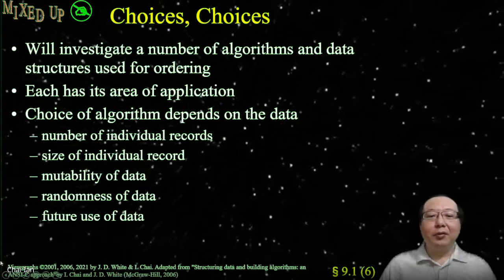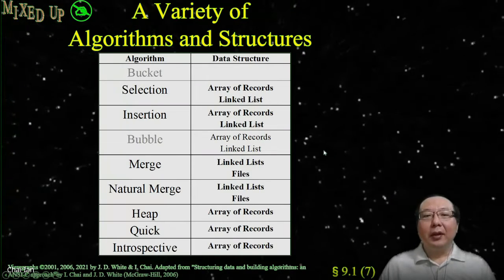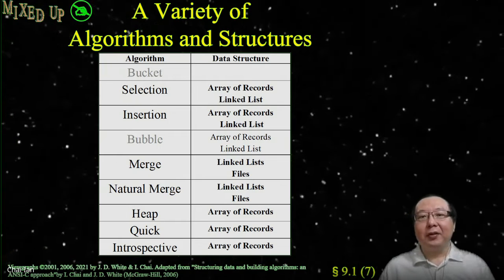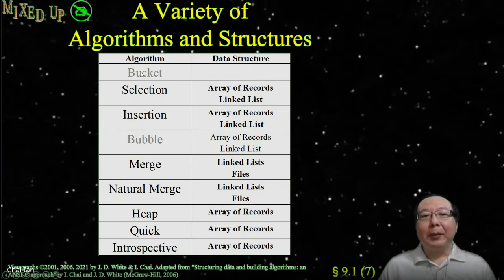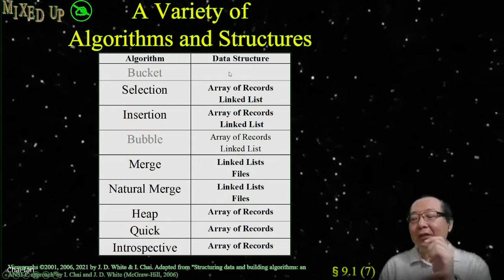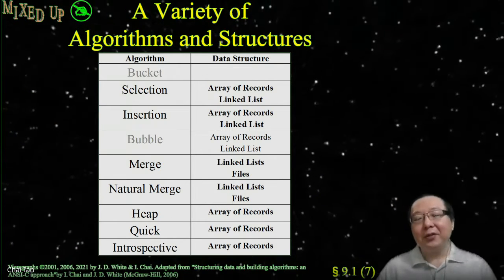And also how we plan to use the data in the future. And so here we have an overview of the various sorting algorithms that we are planning to look at. Well, bucket sort we mentioned earlier just now, the physical sorting of things using these different buckets or bins.